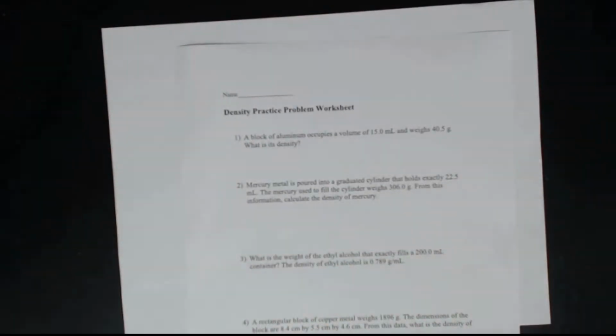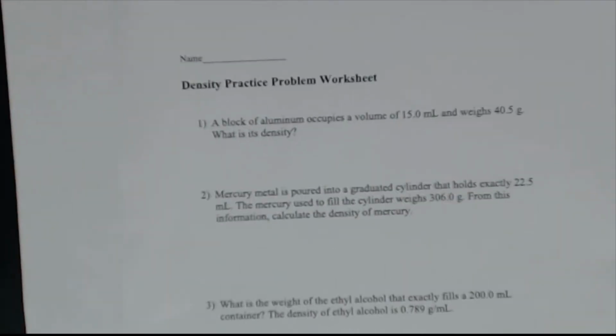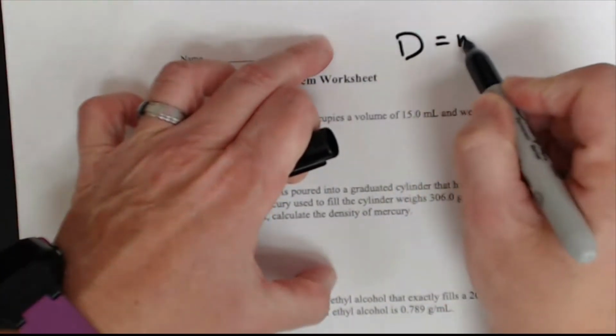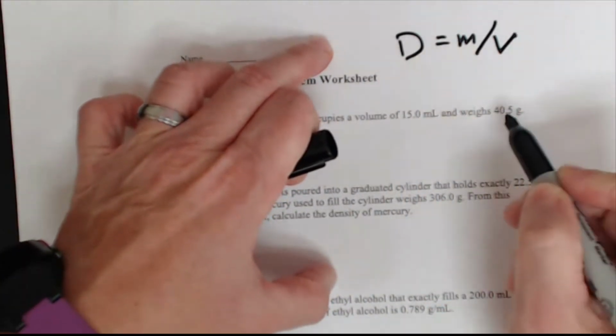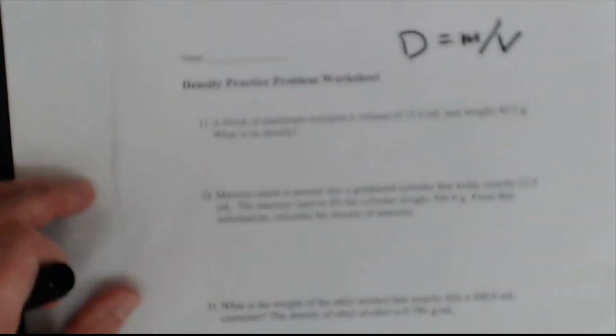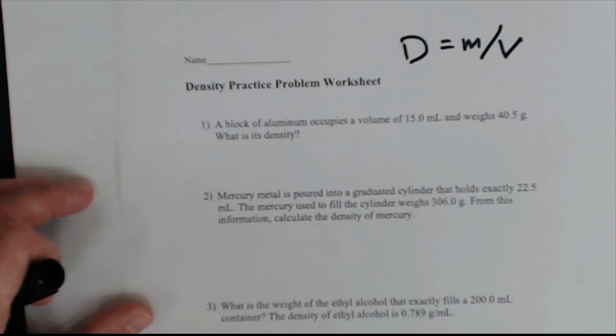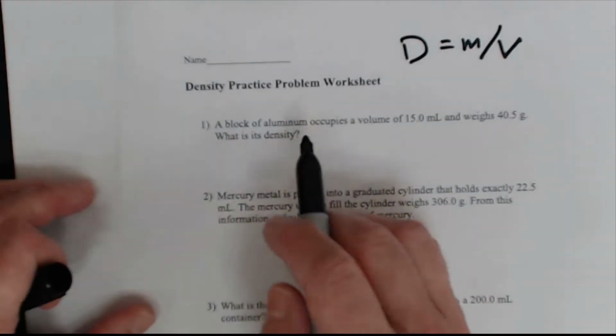I'm going to zoom in a little bit so you can see that a tiny bit better. So remember, you guys, if we're using the formula, we know that density equals mass divided by volume. If we're trying to find the density of an object, we first need to figure out what our mass and our volumes are. So let's take a look at this problem.